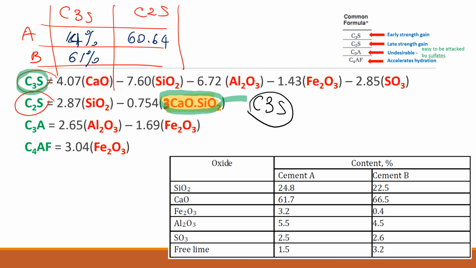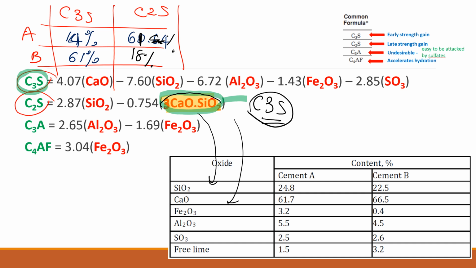Okay, that's good. So do you understand what I mean? Here you are not going to substitute from the table. You need to substitute from your previous results. So C3S for A will be 14, for B it is 61. So you are substituting that for that part. So what did you get? What did you say? 60.6 for A and B is 18. 18, okay. 18 and 61 roughly, okay.